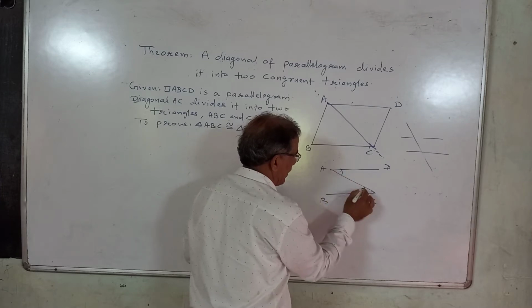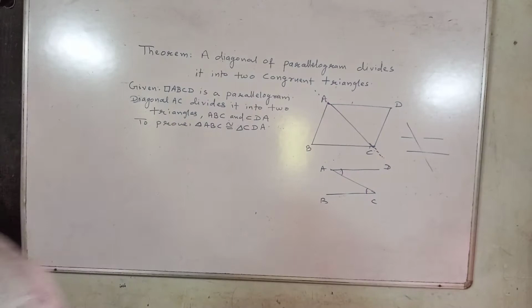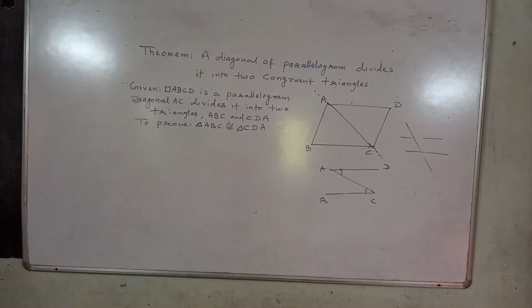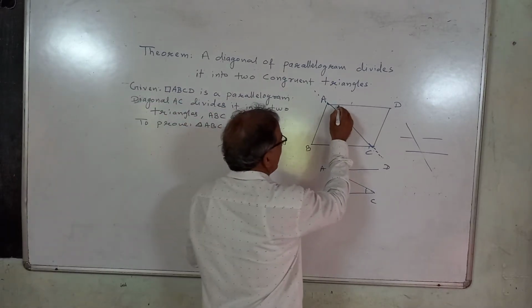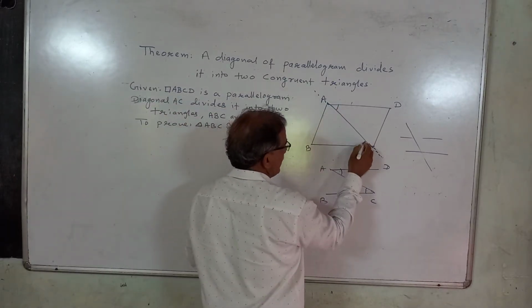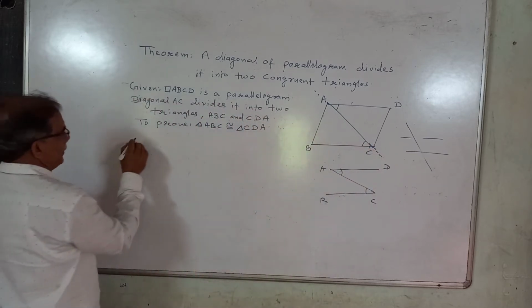These two angles are equal by the alternate angle pair. When two parallel lines are intersected by a transversal, the alternate angles formed are equal. So I can mark this angle equal to this angle, isn't it? Okay, I shall write.